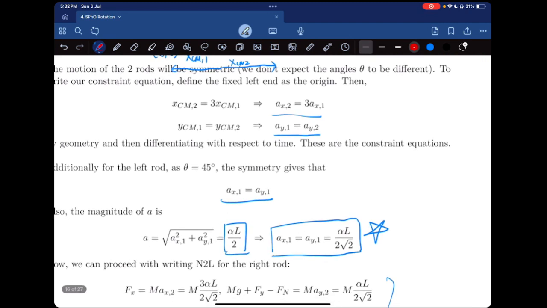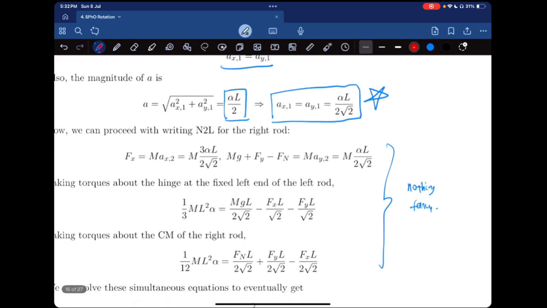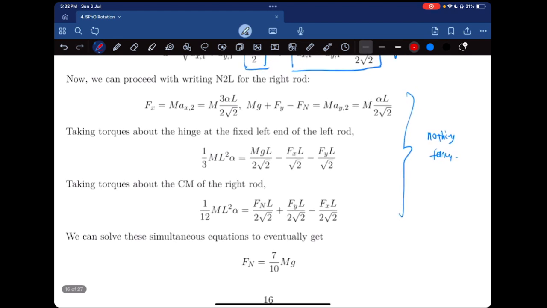So yeah, this example really was meant to show you how to come up with the constraint equations. After you have done all this work, it comes down to a matter of solving a whole bunch of simultaneous equations again. And you'll eventually get 7 over 10 mg after some hard work.